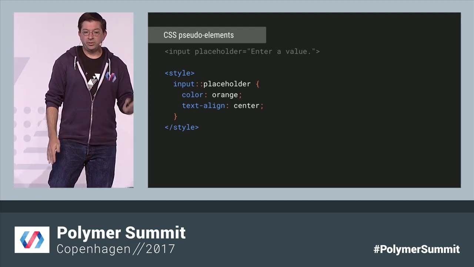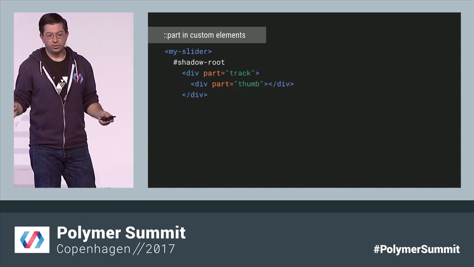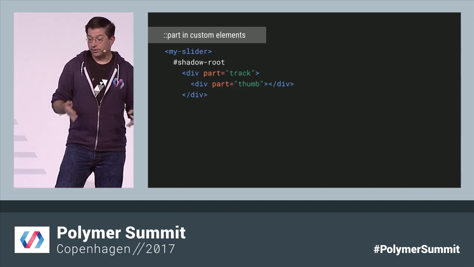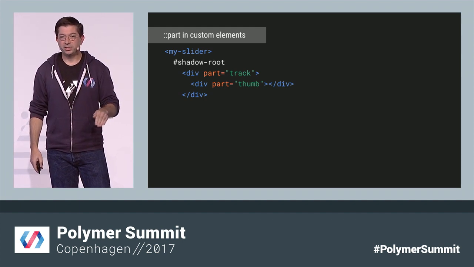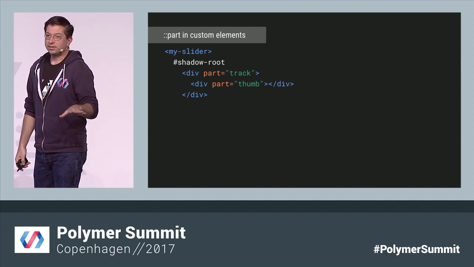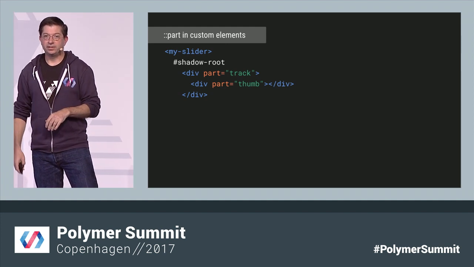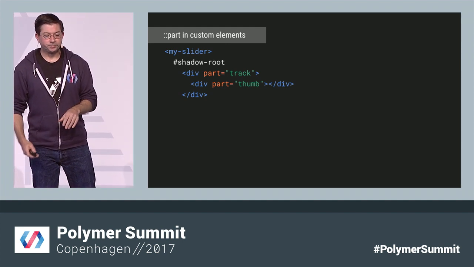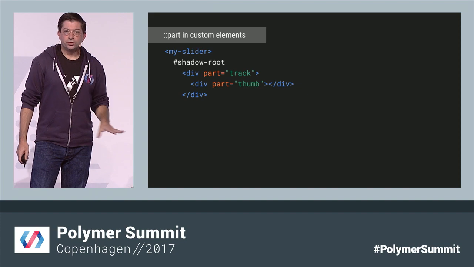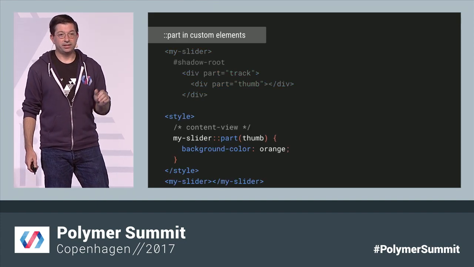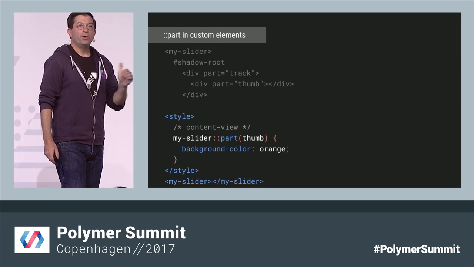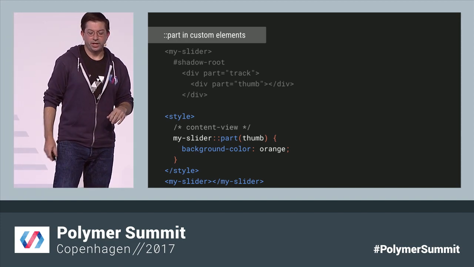And a custom element with this new proposal would do it like this. Here's a slider element, and its shadow root. I can expose these pseudo elements by specifying part attributes. So I make the slider have a track and thumb that's stylable, themable. And then users would be able to target these elements, these pseudo elements, like this, with that same colon colon syntax, now with part and then the name of the part in parens.